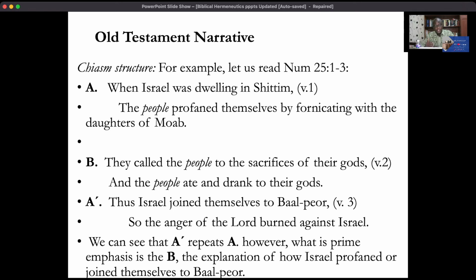Now, we can see that A, that is verse 3, repeats verse 1, what Israel did. However, what is of prime emphasis or importance is B, that is verse 2, the explanation of how Israel profaned or joined themselves to Baal Peor. So verse 2 is explaining how they did that. And how did they do that? They had to make sacrifices to the gods of those in Moab. And so that is where the emphasis is.